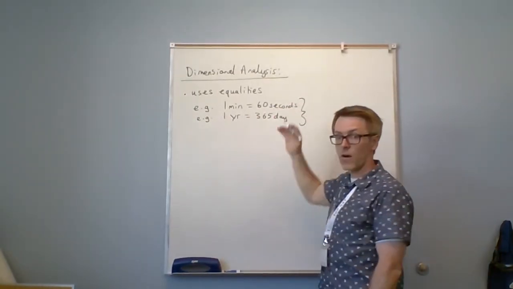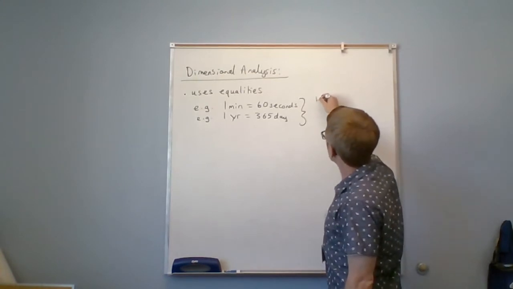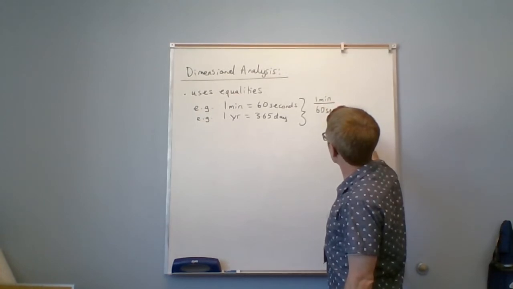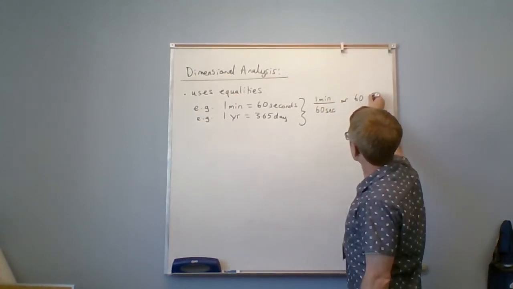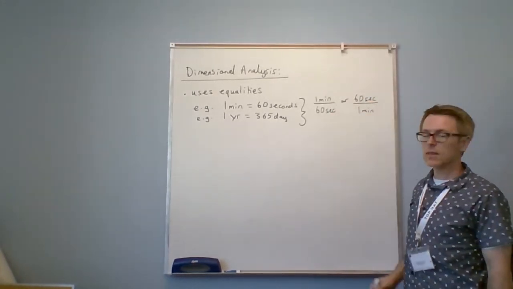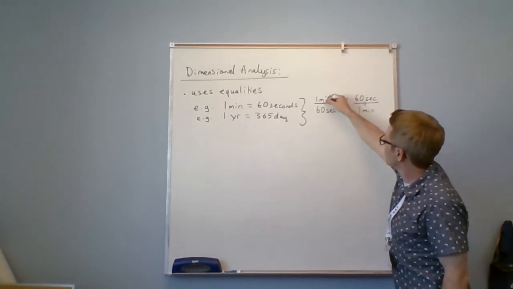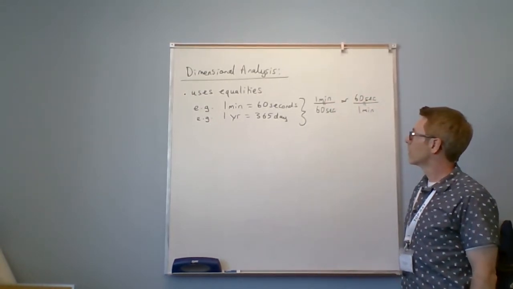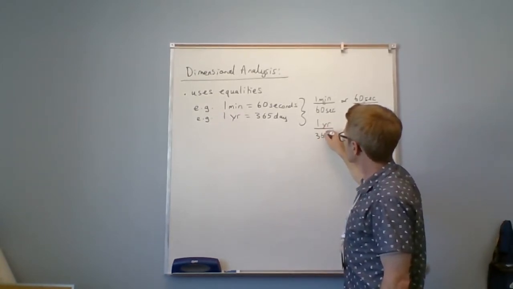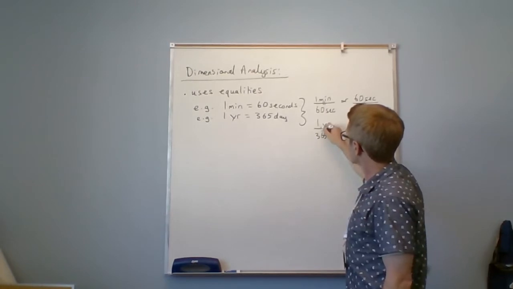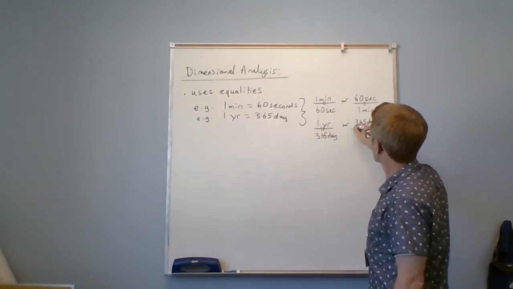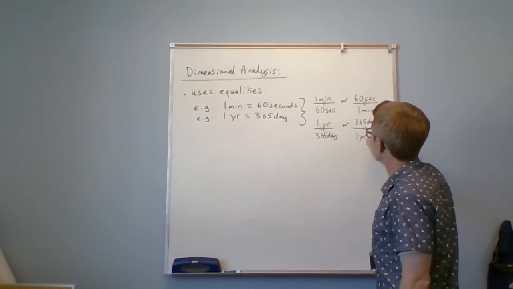Equalities can be written as fractions. So we can either have 1 minute over 60 seconds, or we can have 60 seconds over 1 minute. Whenever we write a fraction like this, what we really mean is that they're equal. You could say 1 year over 365 days, they're equal, or you could say 365 days over 1 year, where they're equal.